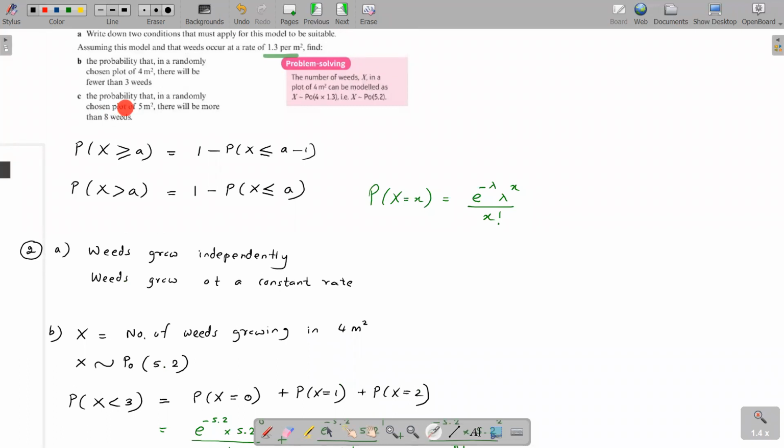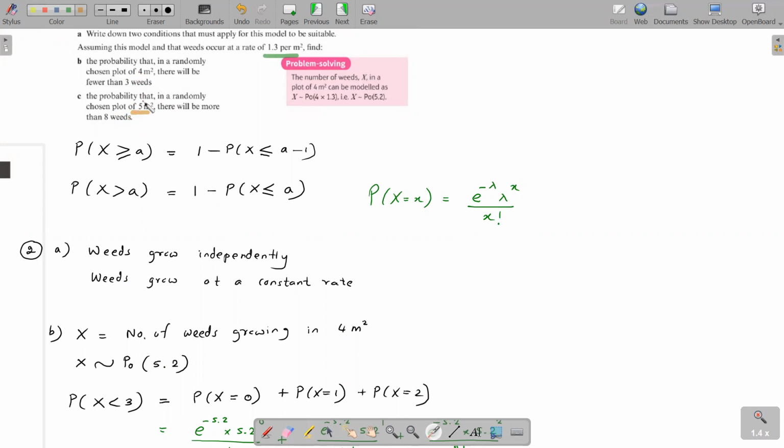They say the probability that in a randomly chosen plot of 5 square meters, there will be more than 8 weeds. Okay, can you see what's happening now? They are now changing the length of the interval, right? In part B, the length of the interval was 4 square meters. But now in part C, the length of the interval is changing.